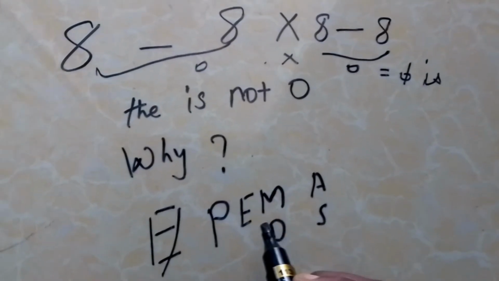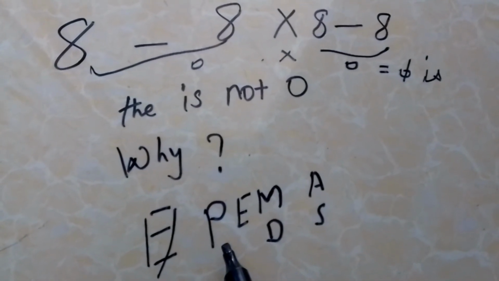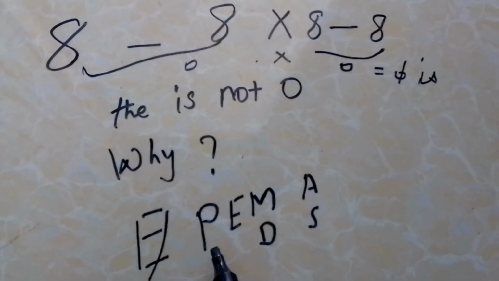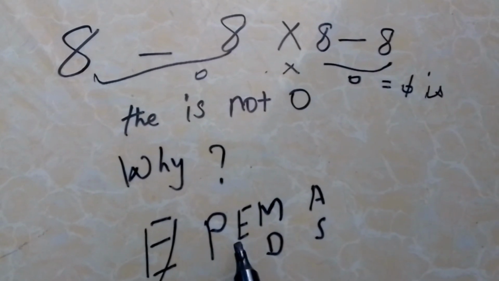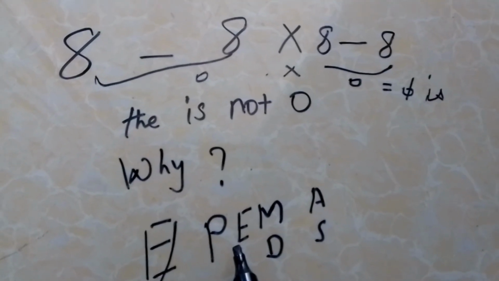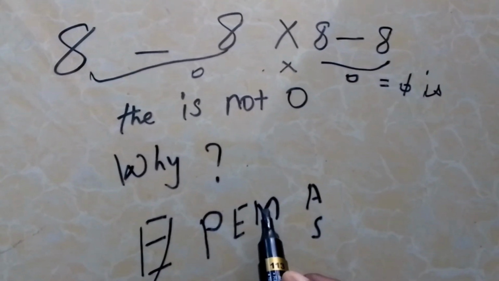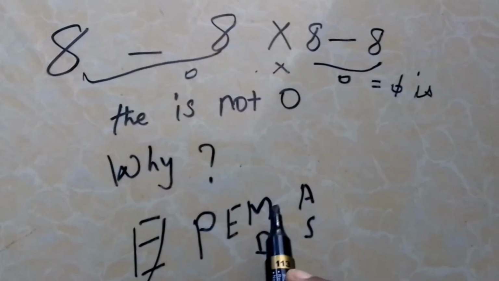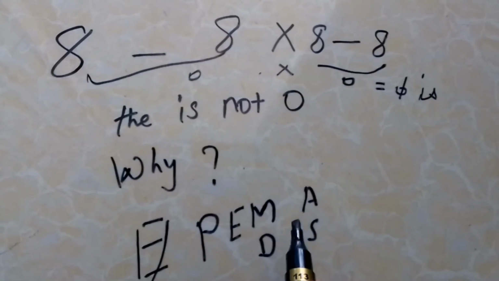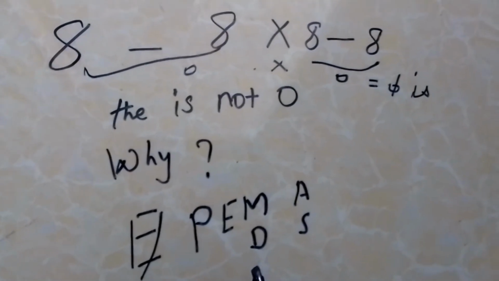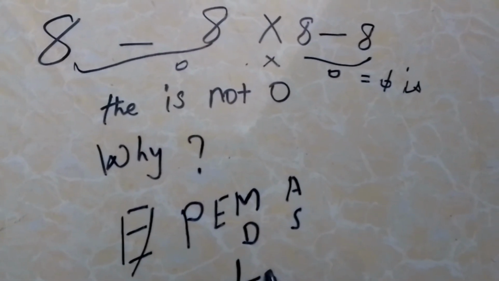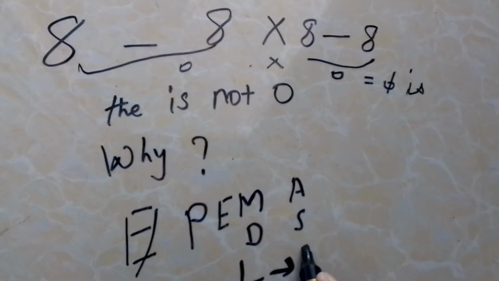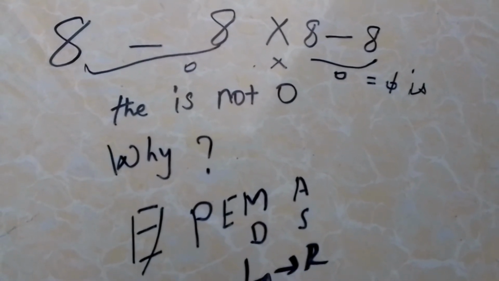PEMDA. That means we first solve for P, the one which is in the bracket, and then exponential will be continued. Again, multiplication or division at the same time, addition or subtraction at the same time. But when we find the solution for this, always we solve from left to right, from left to right.